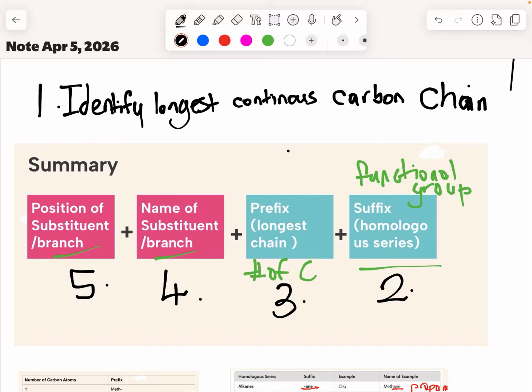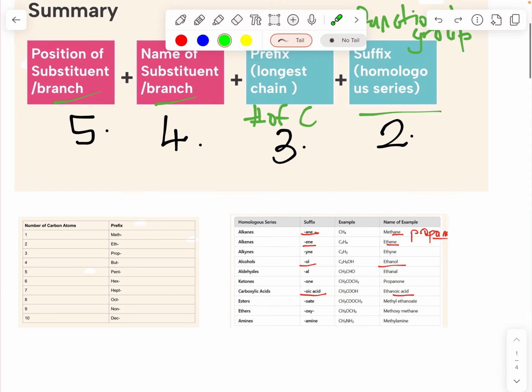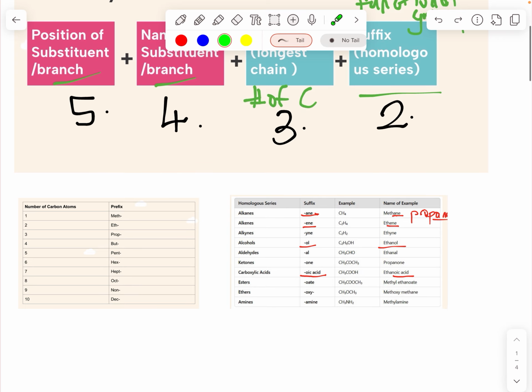The first thing that I want us to do whenever we're naming is identify the longest continuous carbon chain. The next thing, number 2, is we're going to start naming from the back. So we're going to name the suffix, which is the functional group. Remember that if it's alkane, it gets ANE, alkene, ENE, alcohol, it gets OL, and carboxylic acid gets oic acid, as we can see right here.